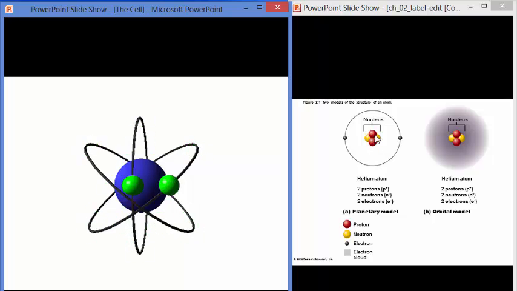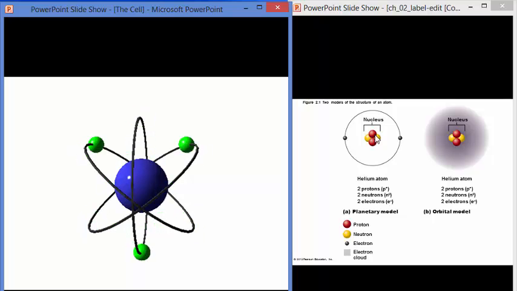All those atoms which have 2 protons are considered helium. So that's the defining characteristic of an atom. Carbon has 6 protons, so all atoms which have 6 protons are considered to be carbon.